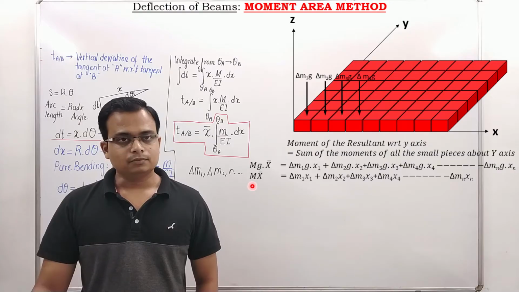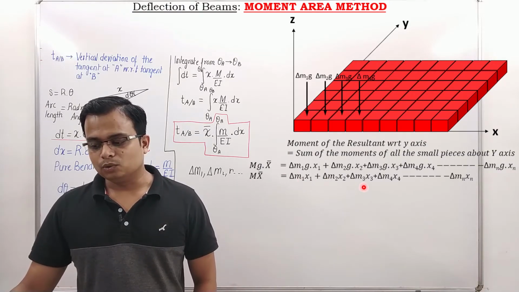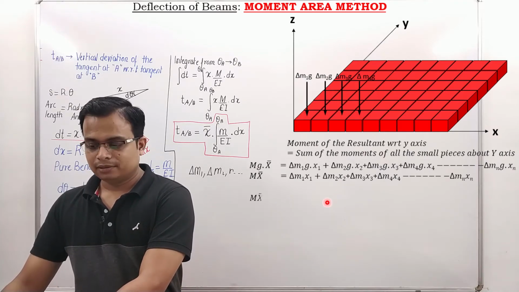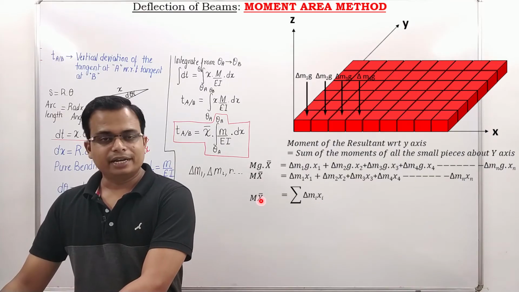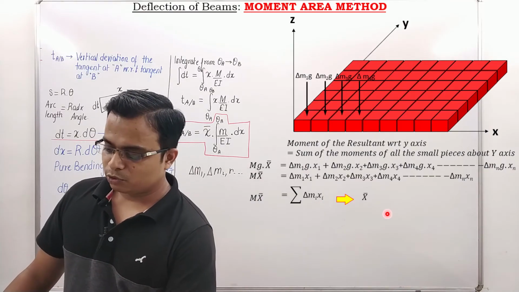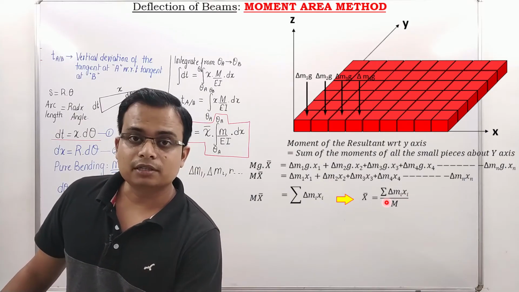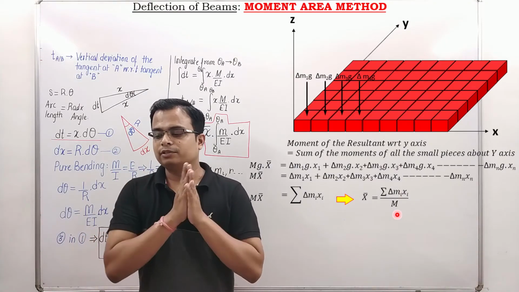Now you can express this in the summation form. It is increasing from 1, 2, 3, 4, so x is also increasing. So summation of mi xi, and you can calculate x bar from this expression. X bar is going to work out as summation of delta mi xi, obviously, since there are a lot of elements, divided by m. There is a bit of integral calculus which you can apply.